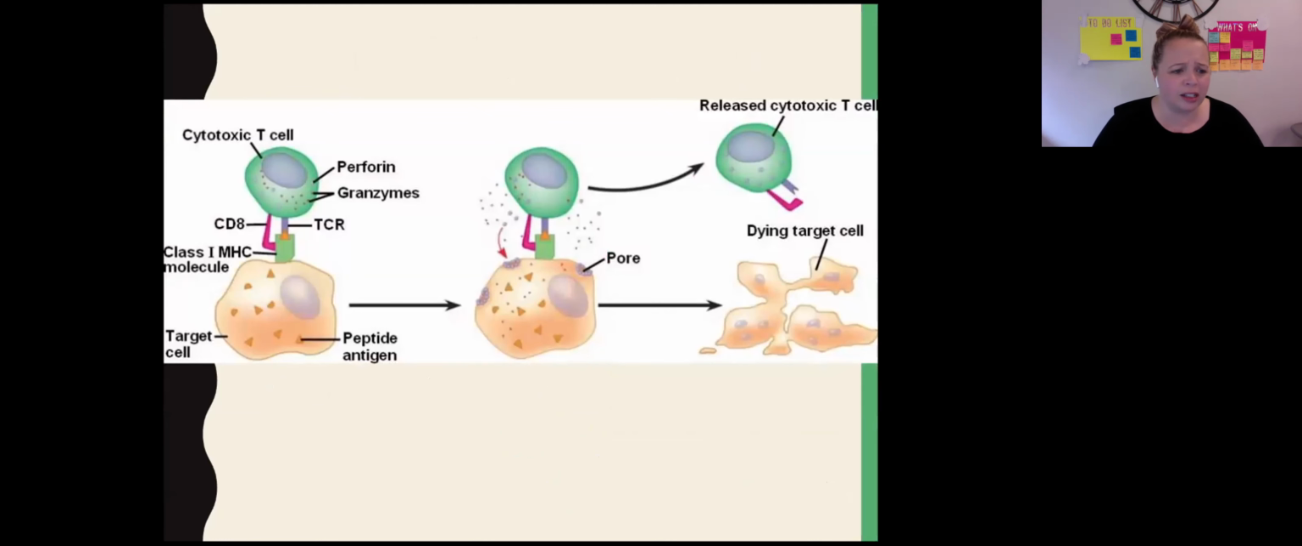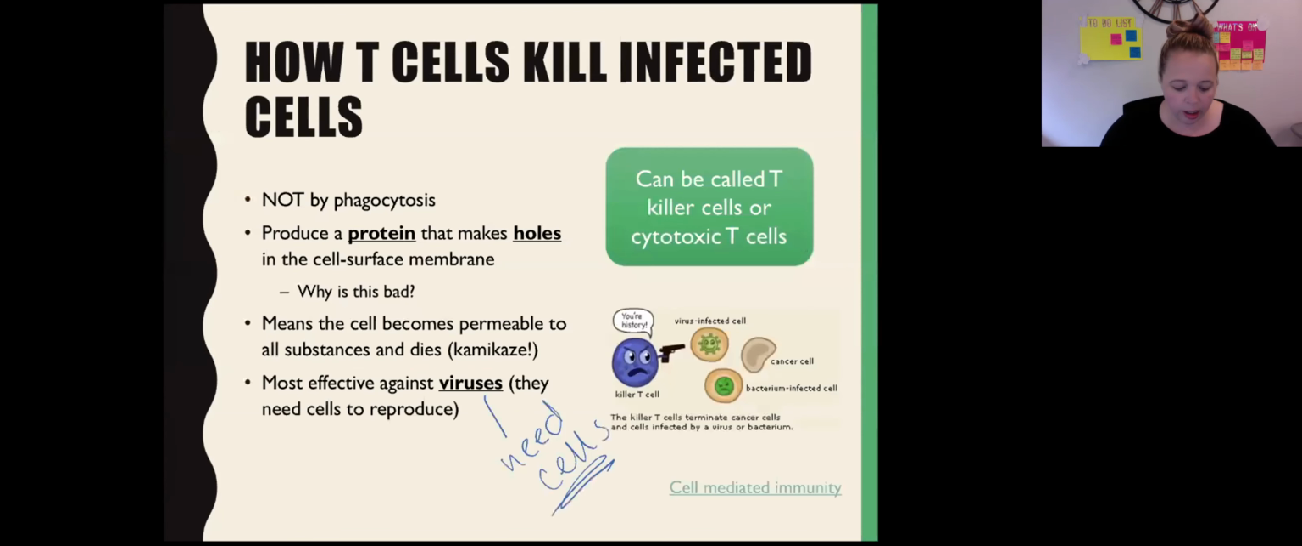Here is another one. There's a lot more detail in here than what you need to know. But here is the target cell. It recognizes that antigen, and the cytotoxic T cell starts to release these proteins, poking holes in the infected cell, and it ends up dying. So when we write this down, cytotoxic T cell, this is all you need to know.